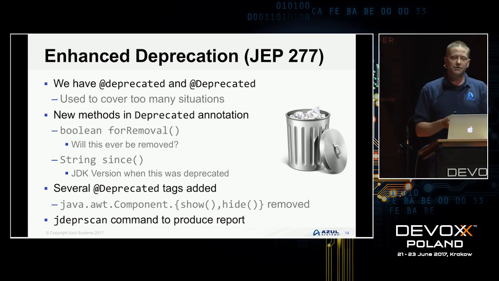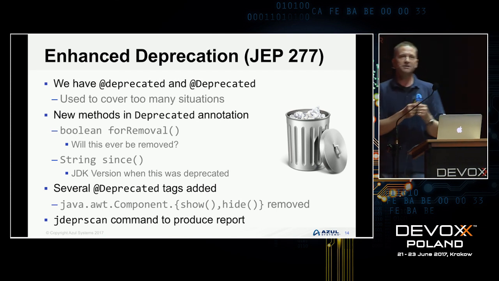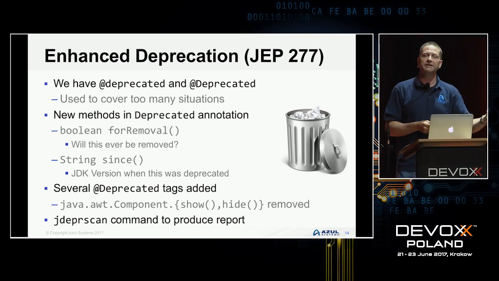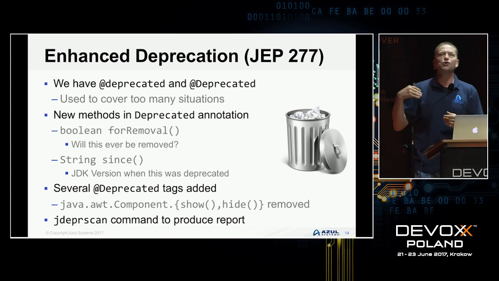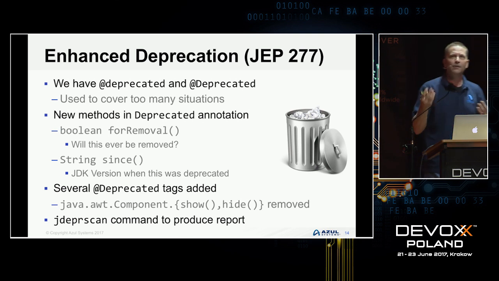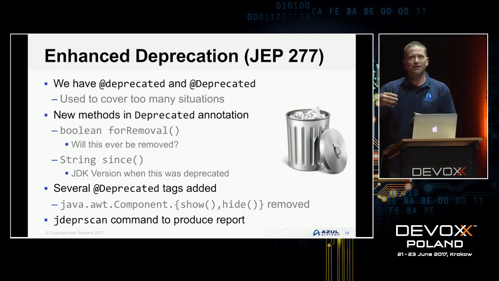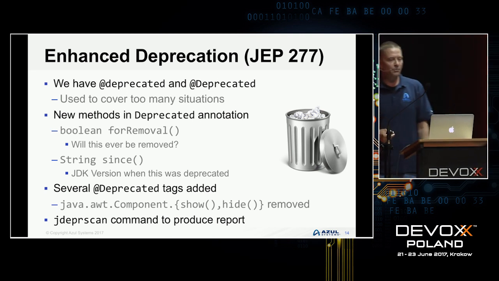The other thing that's included now is the since method, which returns a string. And the idea here is that you can find out at which version of the JDK that particular API was deprecated. Now, I will say that they haven't gone back and filled in all the details for all of the deprecated elements there are in the JDK. It would be an awful lot of work, and it's really only for kind of historical purposes. But everything moving forward will have a since value associated with it, so you can see when it was deprecated.